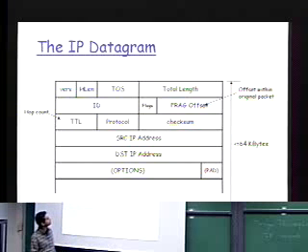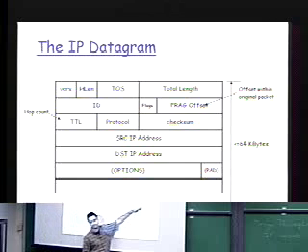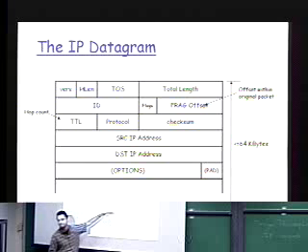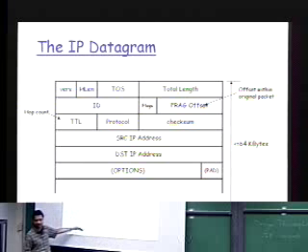Total length defines the total length of the datagram. It can never be more than 64 kilobytes, including the header. So header plus whatever TCP headers, UDP headers, application layer headers, and the data in a single IP packet has to be less than 64 kilobytes.